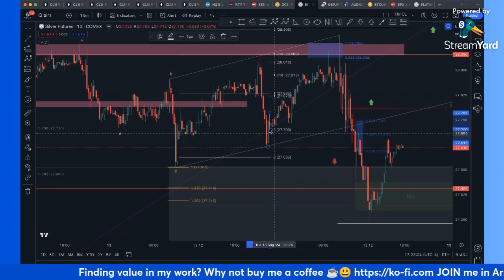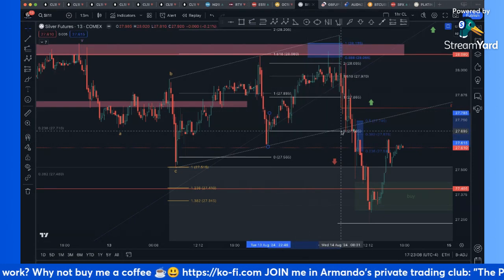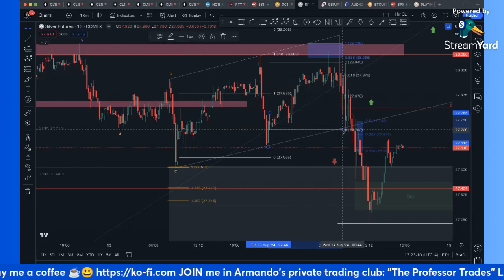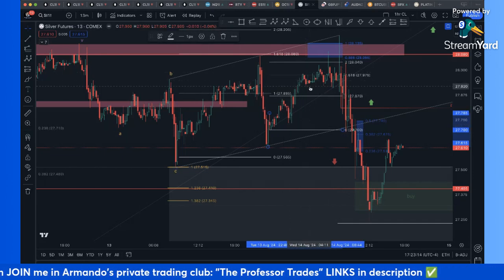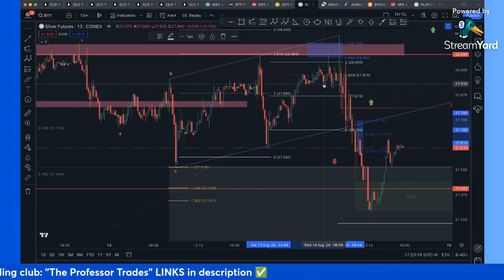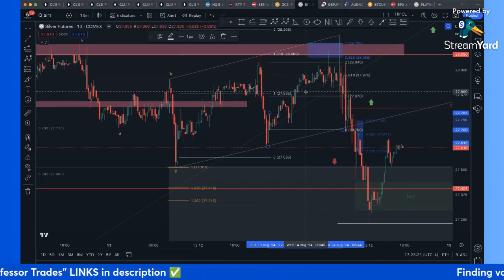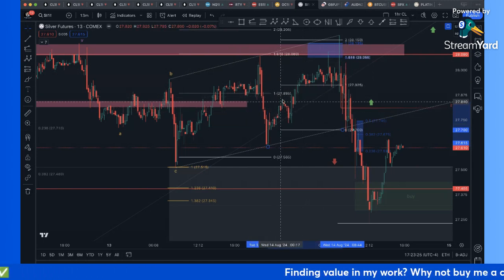I want to drag this over so I don't confuse the issue here with those other fibs. Price comes up. 1, 2. This really isn't deep enough for a wave 4. So I don't like this as a wave 4. So maybe this is the one.